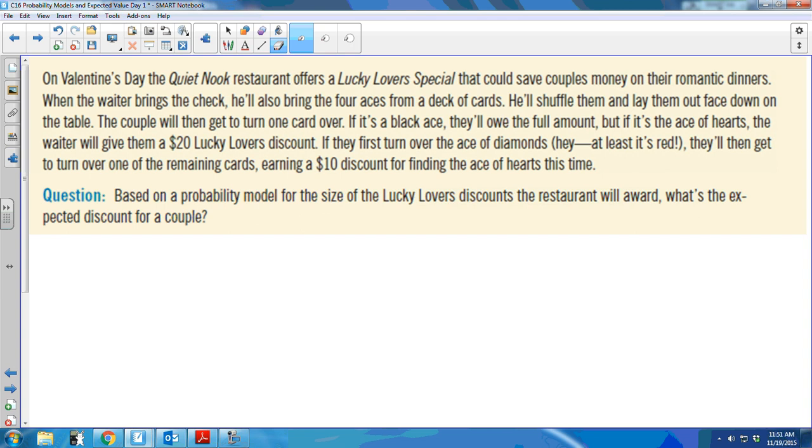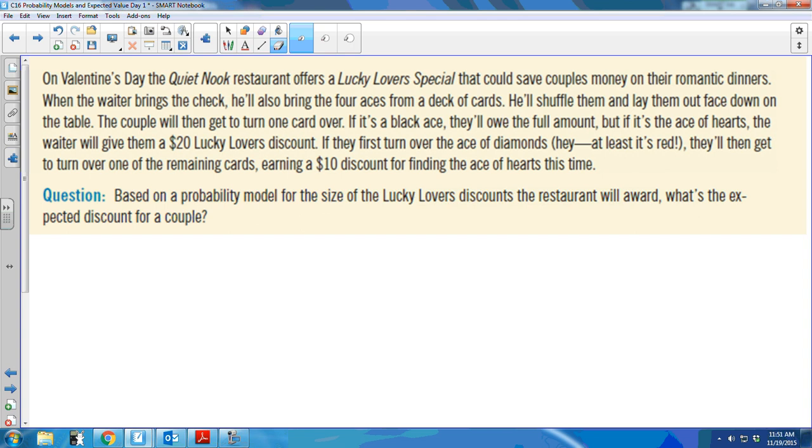On Valentine's Day, the Quiet Nook restaurant offers a Lucky Lover special that could save couples money on their romantic dinners. When the waiter brings the check, he'll also bring the 4 aces from a deck of cards. He'll shuffle them and lay them out face down on the table. The couple will then get to turn 1 card over. If it's a black ace, they'll owe the full amount. But if it's the ace of hearts, the waiter will give them a $20 Lucky Lovers discount. If they first turn over the ace of diamonds, because at least it's red, then they'll get to turn over one of the remaining cards, earning a $10 discount for finding the ace of hearts this time.